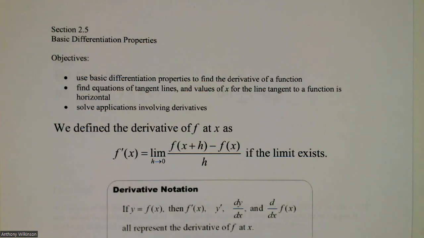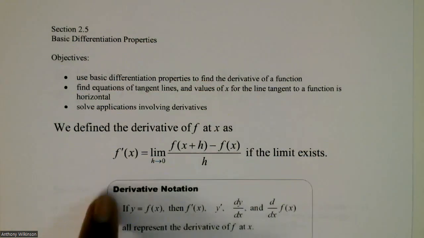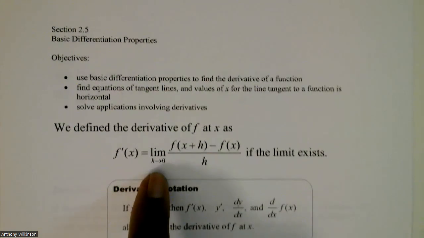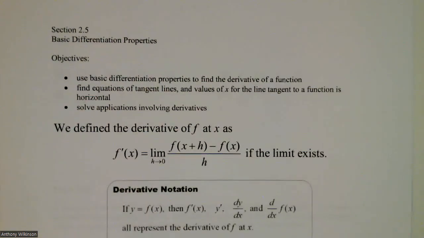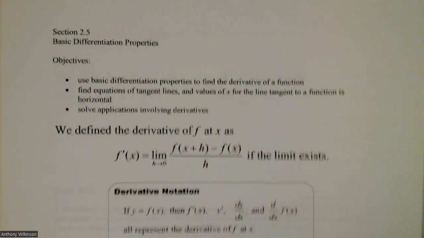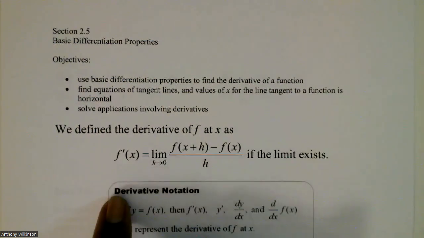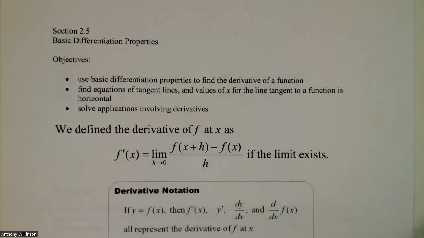Now, as you recall in the last video, we defined the derivative of f at x as this: f prime of x is equal to the limit as h approaches 0 of f of the quantity x plus h minus f of x, all divided by h, if that limit exists. Okay. Now, the only notation that we talked about in the last video was this one, f prime of x.